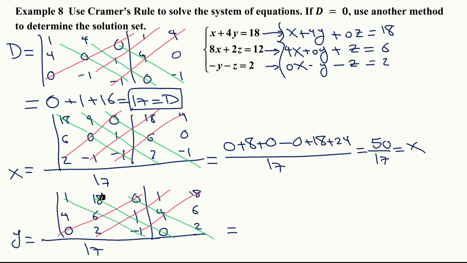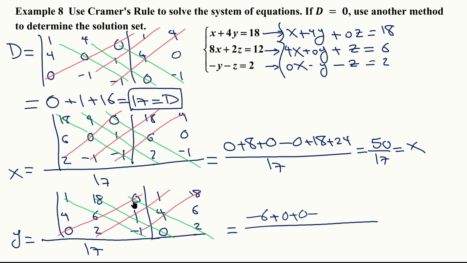All right, so we'll add the products in the green group and then subtract the products in the red group. So we have -6 times 1, which is -6. 18 times 1 times 0, that's just 0. And 0 times 4 times 2 is, of course, 0. Now we're ready to subtract.